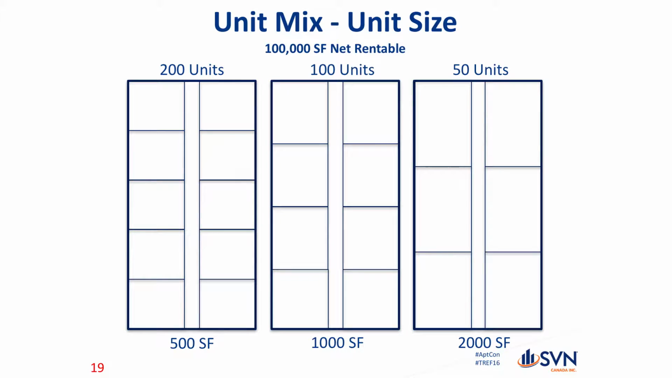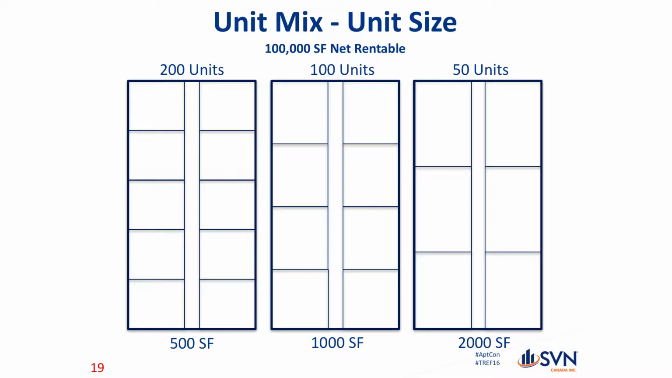And buildings are 84, 85, 86% efficient, right? Smaller buildings get less efficient, and student housing, where there's more amenities, gets a little less efficient. So let's say you've got 100,000 net rentable. You could build, at an extreme, 200 units at 500 square feet each. Or you could build 100 units at 1,000 square feet each. Or you could build 50 units at 2,000 square feet each. I'm probably not recommending that one, unless you're in Forest Hills, right?